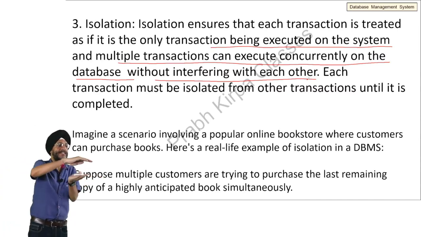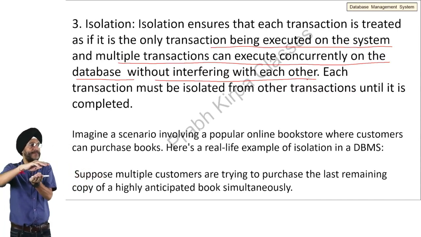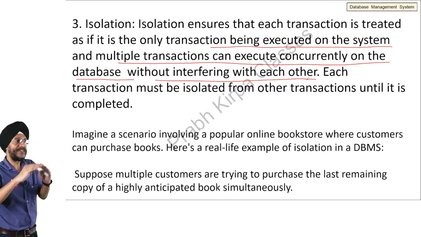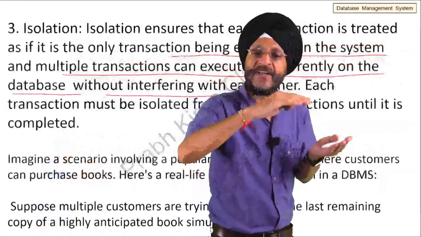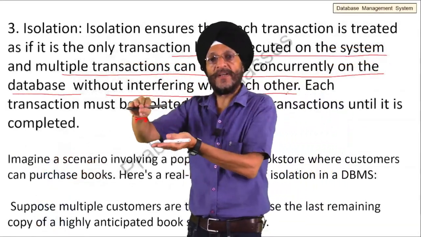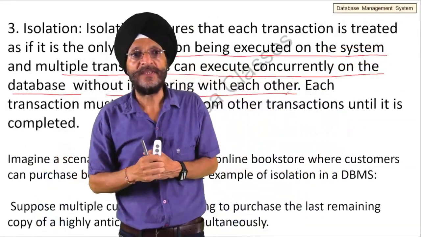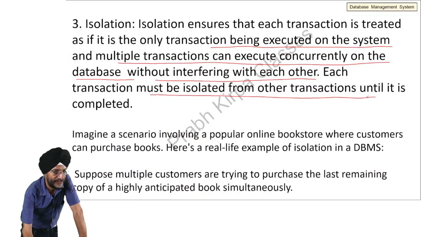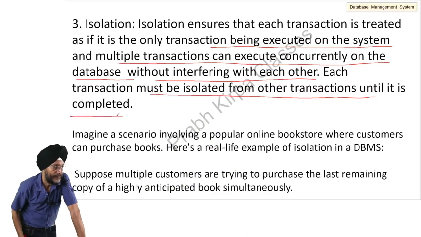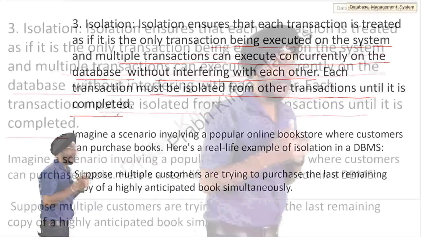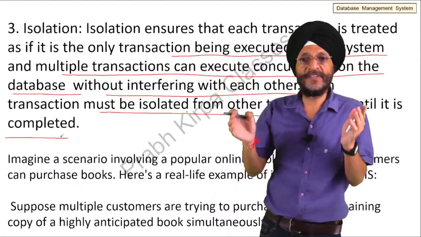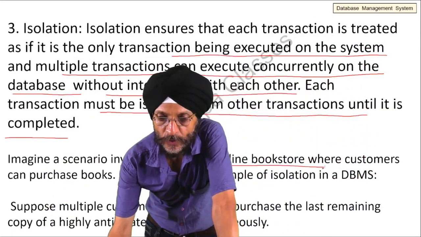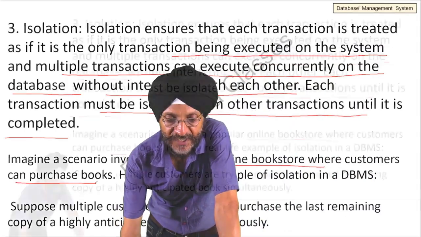though many transactions are taking place on the database at the same time, each transaction is acting as if it is the only transaction being done on the database. Each transaction must be isolated from other transactions until it is completed. Now we will try to understand this isolation property with the help of an example of an online bookstore where customers can purchase books.